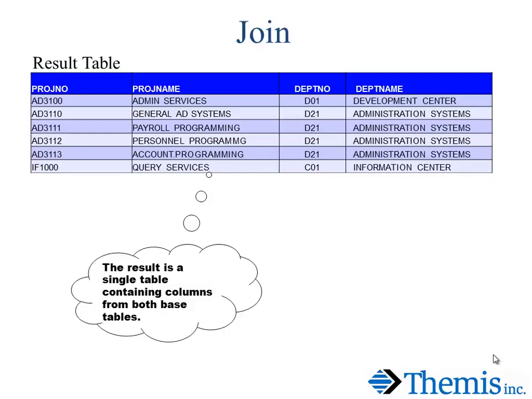The columns on my result table here are mixed, right? I have a couple of columns from the project table, I have a couple of columns from the department table, but I get out a single table with columns and rows from both of the other tables. And we're going to use those primary and foreign key relationships to establish the match between the 2 tables.